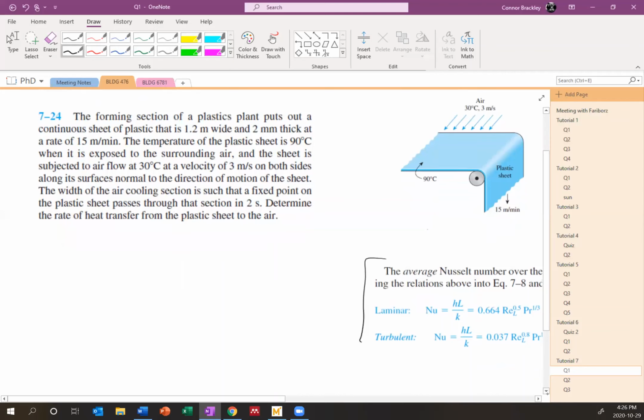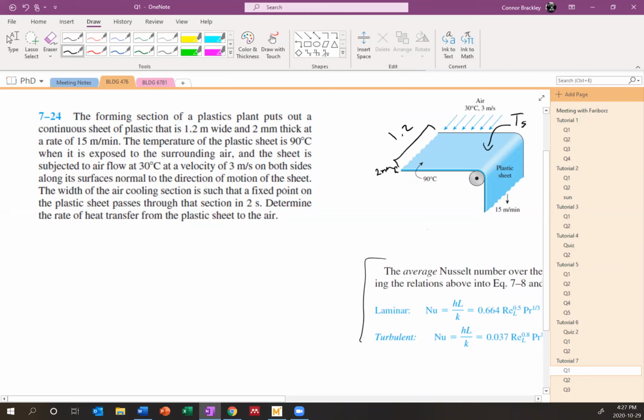So in this case, they're forming plastic in a plant, and they have this plate that's 1.2 meters wide, 2 millimeters thick, though I don't think that matters. And it's being put through at a rate of 5 meters per minute. The temperature of the plastic is 90 degrees, so we know the surface temperature. And it's exposed to 30°C air at 3 meters per second on both sides.